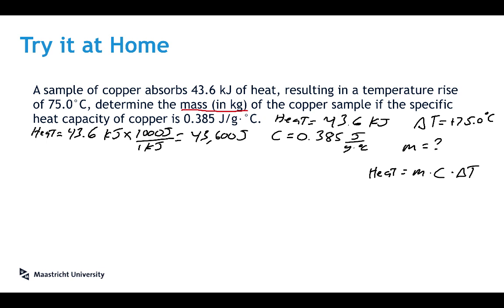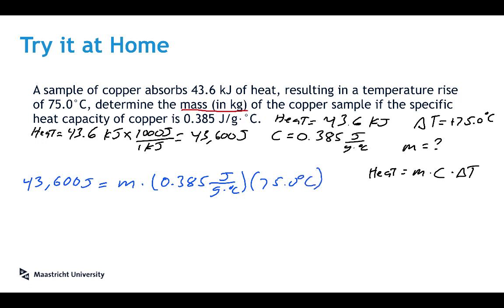Okay, so now we can plug everything in to where we know it belongs, and so we have 43,600 joules is equal to our mass, which is what we're looking for, times our specific heat, which is 0.385 joules per gram degree C, times my delta T, which is 75.0 degrees Celsius. And I start getting some units canceling here. My degrees Celsius cancels, which is nice.